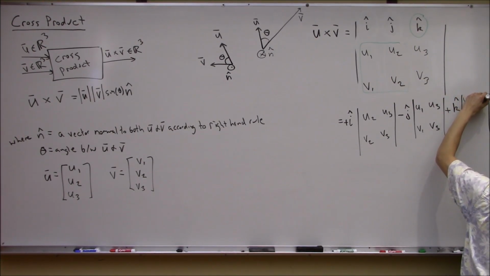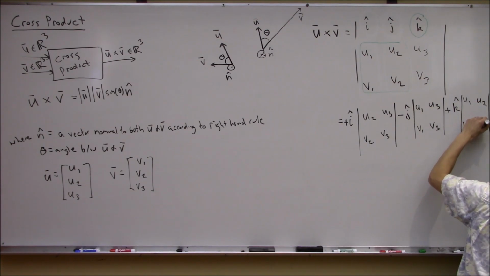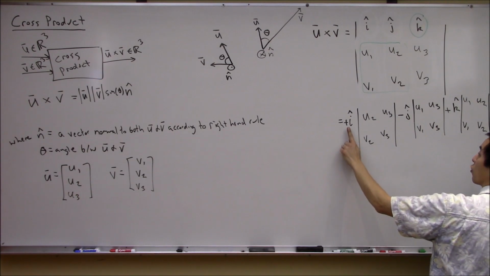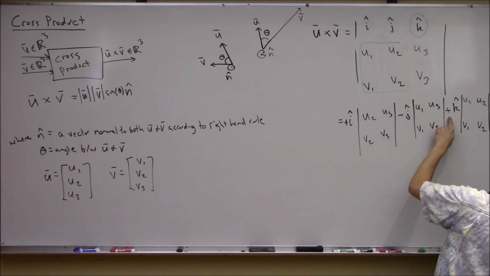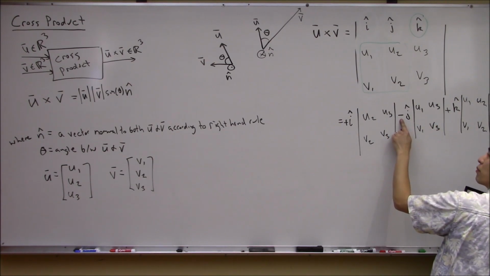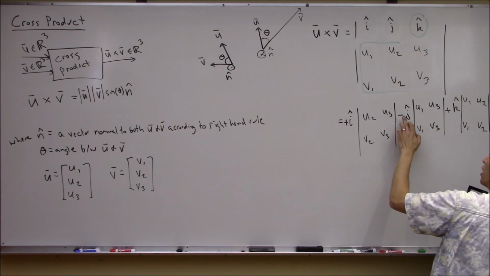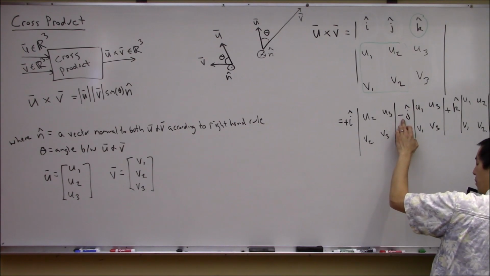So this now becomes U1, U2, V1, V2. Again, a couple of gotchas. Remember, it goes plus, minus, plus. I guarantee you someone is going to mess up this minus sign. They'll add a plus sign, and you're going to get some weird cross product. So keep in mind, this is always going to be the minus, okay?